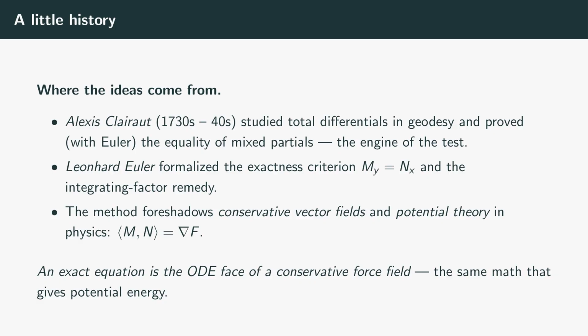There is a deep idea lurking here. An exact equation is the differential equation of a conservative vector field. When the field with components m and n is the gradient of a function f, that f is exactly a potential. This is the same mathematics that gives you potential energy in physics, where a force is conservative precisely when it passes an exactness-style test. So the humble contour line picture you learned today reappears, years later, as the foundation of potential theory.